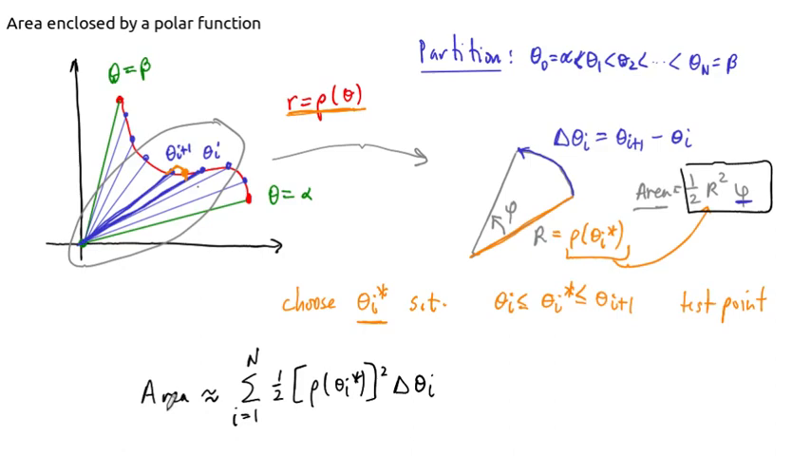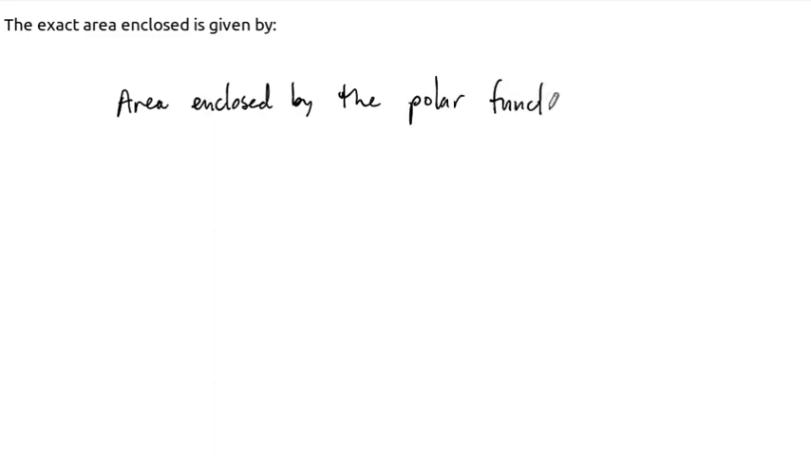So without actually having to go through the whole Riemann sum argument, I think at this point in Calculus 2, we're all comfortable with the idea. What we're going to do is allow n to get really big. We're going to take more and more partition points. That's going to squeeze them together and make delta theta I become very small. And so eventually what we get is this formula. So we end up with the area enclosed by the polar function, r equals rho of theta.